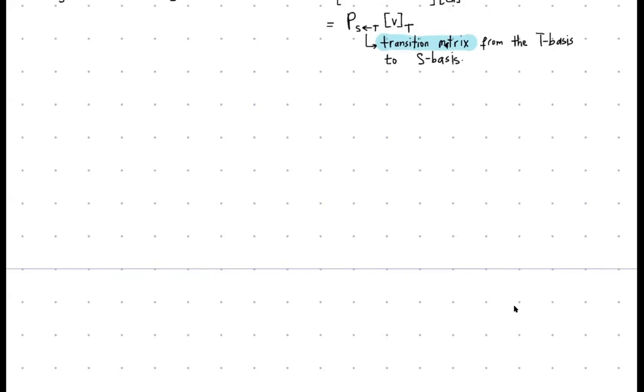Okay, let's look at an example. For this example, let's work with a simple example, okay? Let's work with something in R2. So let's write two bases. For S, let one of them be, I don't know, like (1,0) and (1,1). And the second one, let the second one be what?